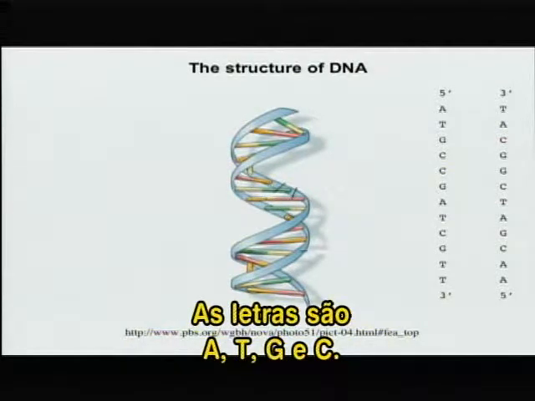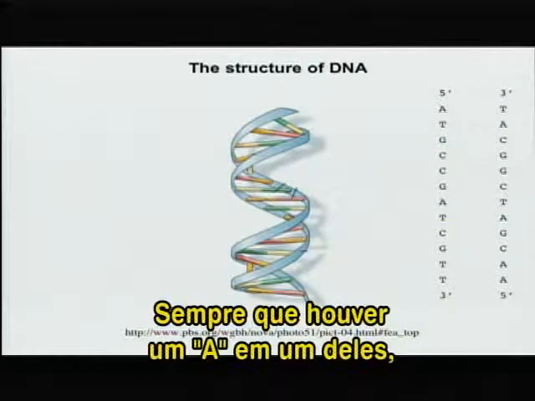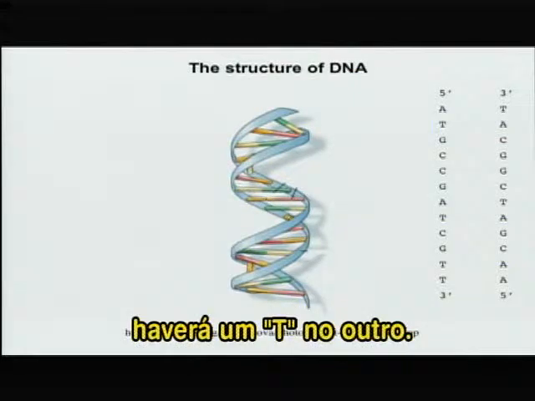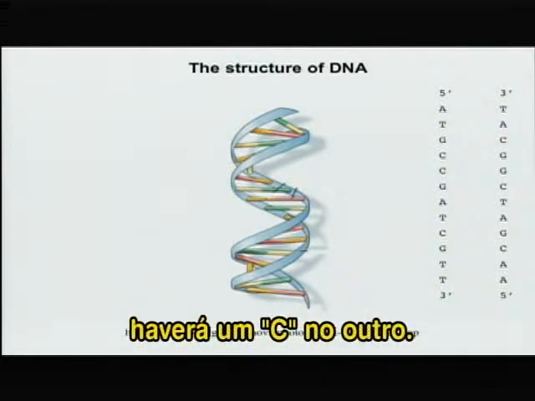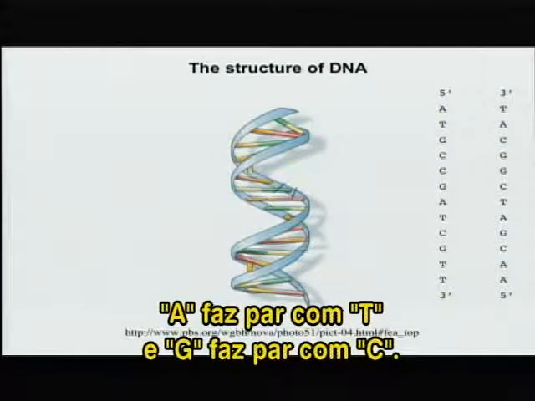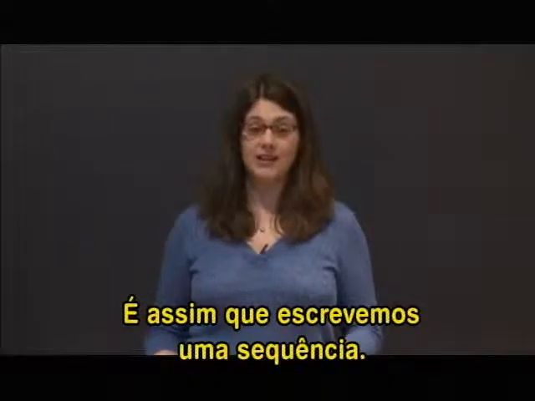These letters are A's, T's, G's, and C's. And anytime you see an A on one strand, you see a T on the other strand. Anytime you see a G on one strand, you see a C on the other strand. A's bond with T's and G's bond with C's. So this is how we write a DNA sequence.